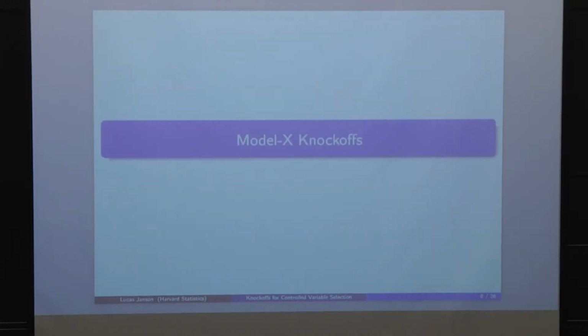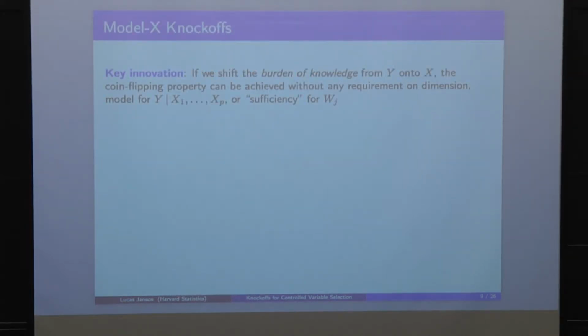And the question will be, how do we generalize this procedure to high-dimensional problems, nonlinear problems, where we still want steps 1 and 2 to give us the coin flipping property? All right, so that's where Model-X Knockoffs comes in. The key innovation, as I mentioned, is to shift the burden of knowledge from y onto x. And when we do that, we're able to get the coin flipping property in steps 1 and 2 without any requirement on the dimension, and in fact, not even any knowledge of the model for y given x. And we also don't need that sufficiency requirement for wj. I'm going to come back to that, but that's a really nice thing that came out of this work.